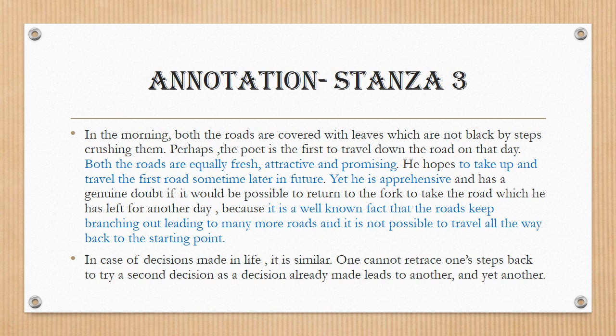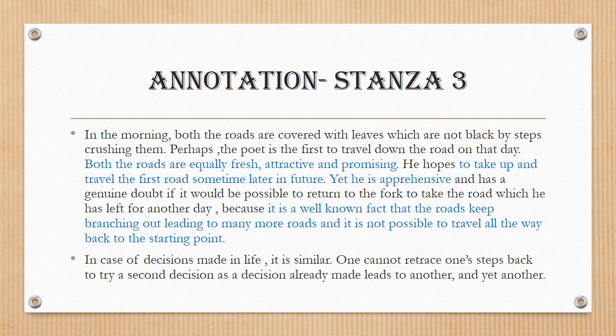Proceeding further to stanza 3, we can see that in the morning both the roads are covered with leaves which are not blackened by steps crushing them. Perhaps the poet is the first to travel down the roads on that day. Both the roads are equally fresh, attractive, and promising, and he hopes to take up and travel the first road.